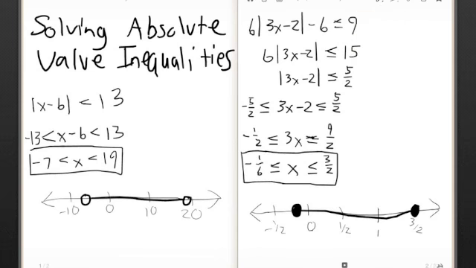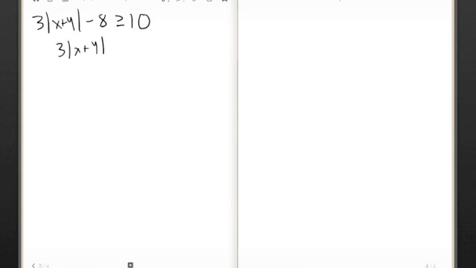Good. Now let's try something a little bit different. Let's try 3 times the absolute value of x plus 4 minus 8 is greater than or equal to 10. So this greater than is going to change things up a bit, but first let's just solve this. Move the 8 there, divide both sides by 3. Okay, now greater than has a different meaning because now we're saying the distance from 0 is greater than 6. So now we have two different possibilities.